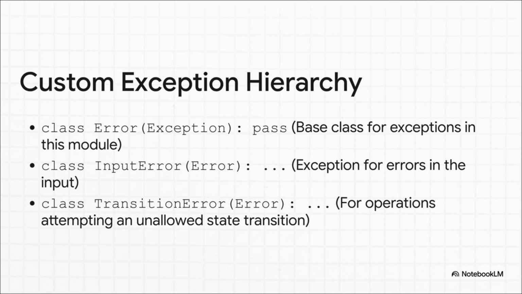A really common pattern, like you see here, is to create a base error class just for your project. Then, you can create more specific exceptions that inherit from that, like an input error for bad user input, or maybe a transition error for when your program is in the wrong state. This gives anyone using your code much more power to handle things correctly.